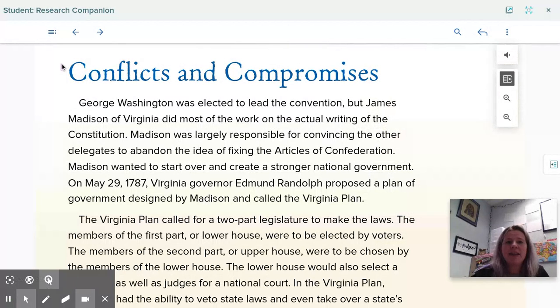Okay, we have conflicts and compromises. George Washington was elected to lead the convention, but James Madison of Virginia did most of the work on the actual writing of the Constitution. Madison was largely responsible for convincing the other delegates to abandon the idea of fixing the Articles of Confederation. Madison wanted to start over and create a stronger national government. On May 29th of 1787, Virginia Governor Edmund Randolph proposed a plan of government designed by Madison called the Virginia Plan.